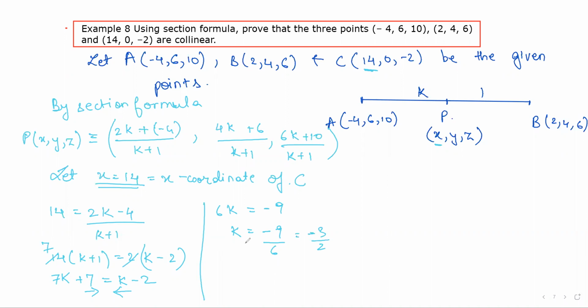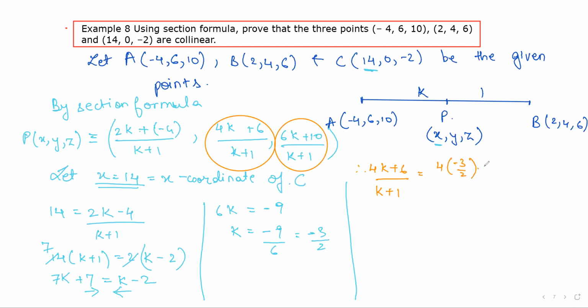Okay, so now that you have the value of k, what you should do is place the value of k over here in these coordinates, here and here, and we'll see whether we get the coordinates of C or not. Therefore, 4k plus 6 upon k plus 1 will be equal to 4 into minus 3 by 2 plus 6 upon minus 3 by 2 plus 1. This is equal to minus 6 plus 6 upon 1 minus 3 by 2, which is minus 1 by 2. So numerator will be cancelled and you'll be left with 0.